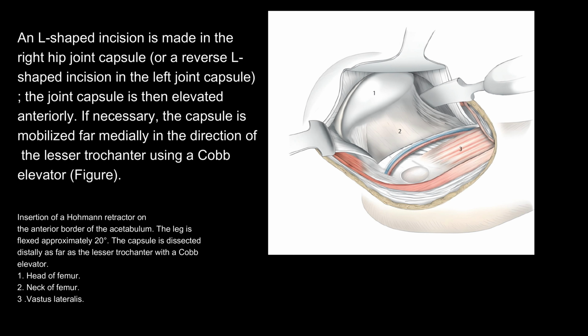Insertion of a Hohmann retractor on the anterior border of the acetabulum. The leg is flexed approximately 20 degrees. The capsule is dissected distally as far as the lesser trochanter with a Cobb elevator. 1. Head of femur. 2. Neck of femur. 3. Vastus lateralis.